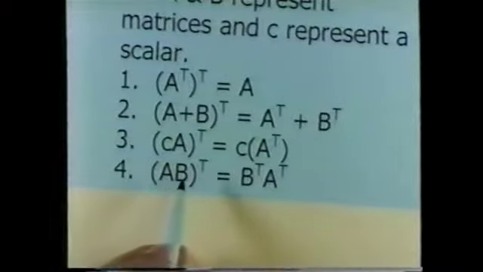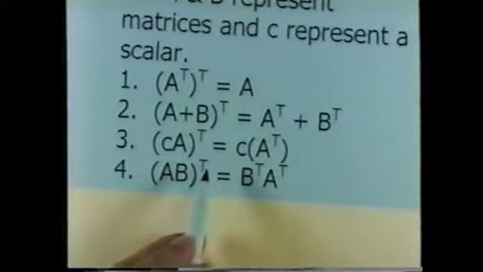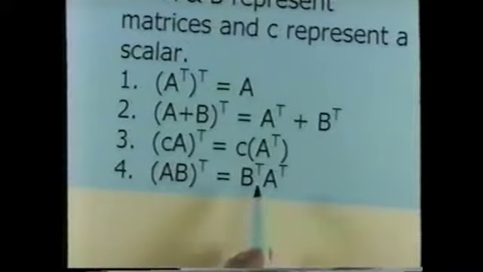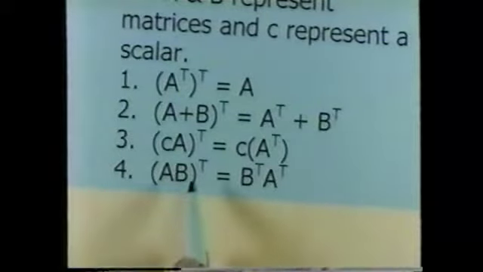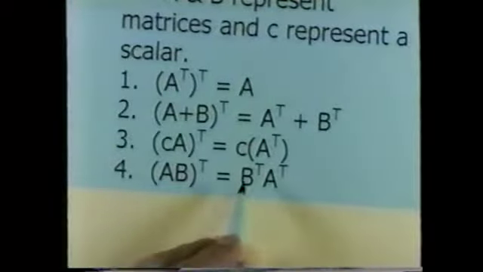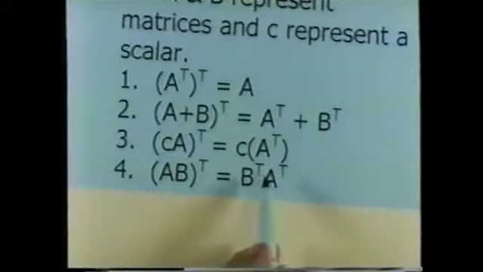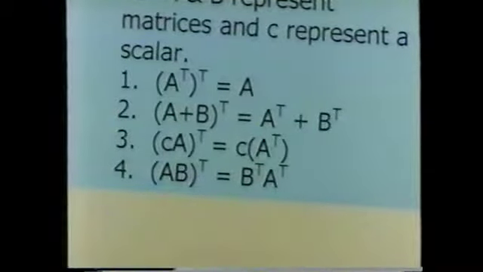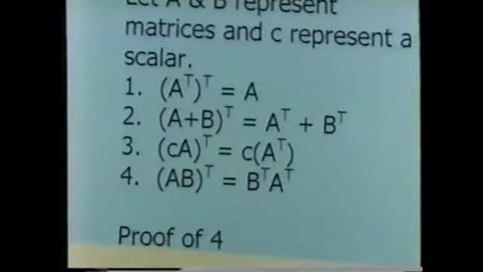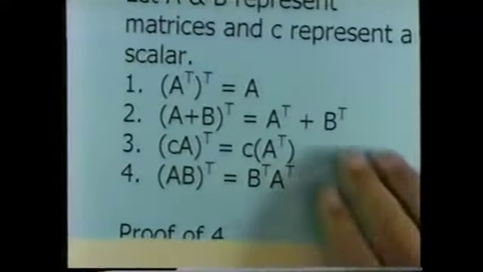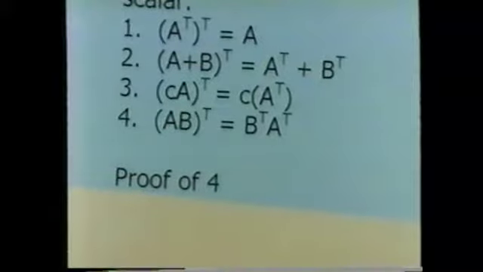If I multiply two matrices and take the transpose, I get the same answer as if I take the transposes and then multiply. But notice I've had to change the order here. It's no longer A B, it's B A, because now the dimensions would not match otherwise. So I have to fix it so the dimensions would match. Well, let's go ahead and prove 4. That's the hardest one.